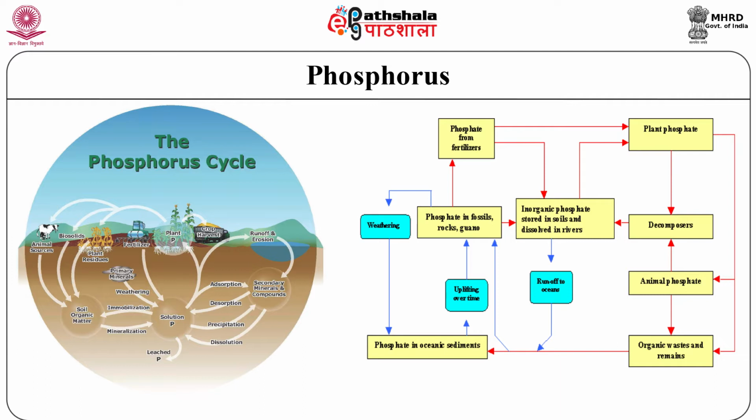Phosphorus is most commonly found in rock formations and ocean sediments as phosphate salts. Phosphate salts that are released from rocks through weathering usually dissolve in soil water and are later absorbed by the plants. Since the quantity of phosphorus in soil is generally small, it is the limiting factor for plant growth.